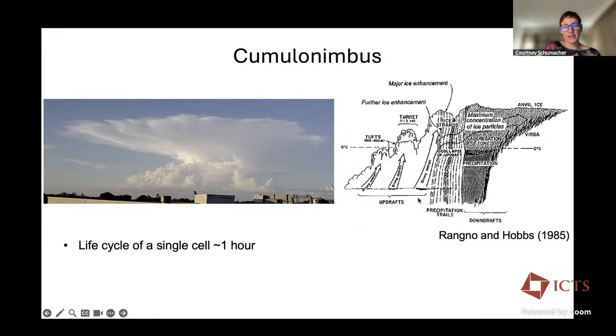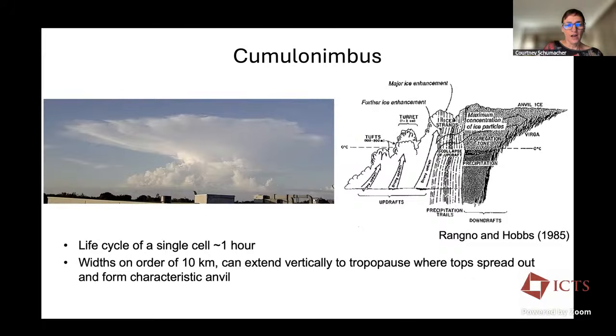And this is all about an hour. That's the building block of a convective system: the life cycle of this single cell. Whereas the others might have been 1 or 2 kilometers wide, these cells reach widths on the order of 10 kilometers. They can extend vertically to the tropopause. They don't have to, but they definitely need to be above the 0 degrees Celsius level to be considered a cumulonimbus. And when it does hit the tropopause, it can spread out and form this characteristic anvil.